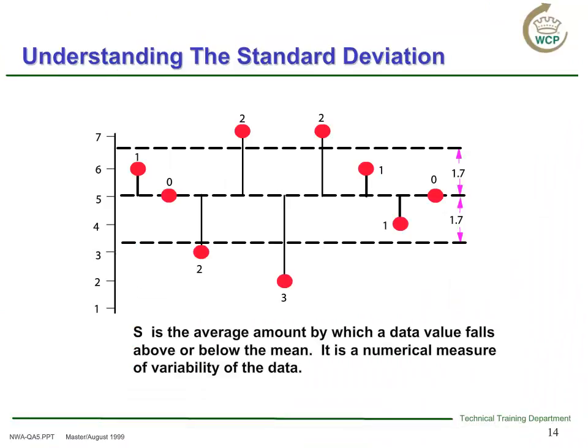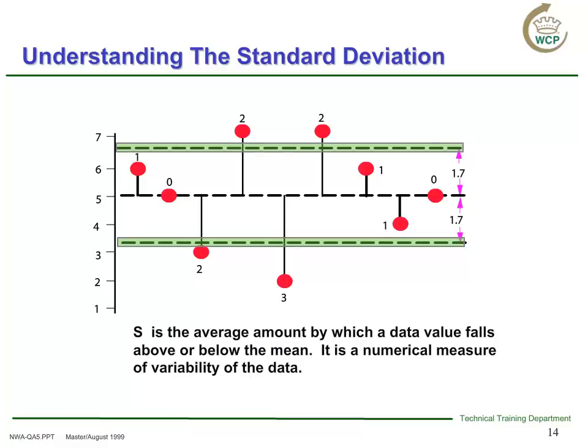Here are the same data points from the previous slide put into a run chart. The center line is the mean, or average, in this case 5. The plus minus 1 standard deviation lines were added as highlighted. The number next to each red dot is the amount each point is away from 5.0.